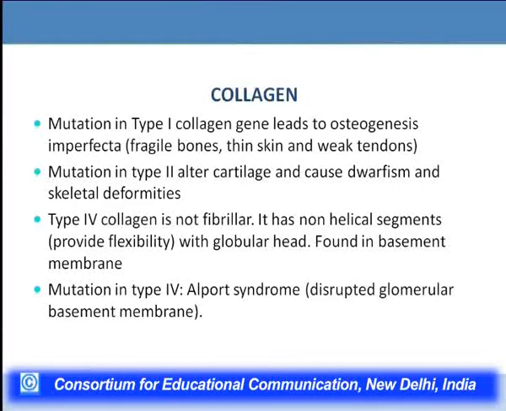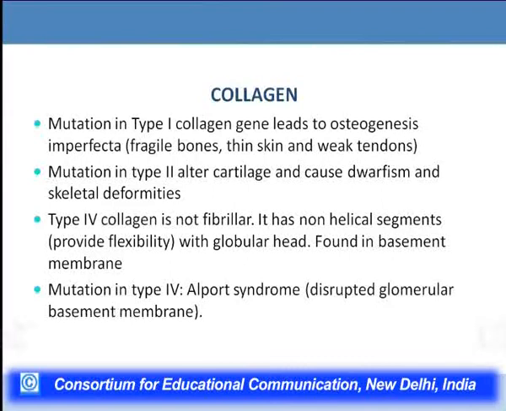Though most of the collagen are fibrillar type, there is a certain family known as type 4 collagen which is not fibrillar, that is, it is not fibrous. This particular family of collagen has non-helical segments, and this provides flexibility, whereas the collagen are known for their great tensile strength. Because of the absence of the helical structure in type 4 collagen, it has a greater amount of flexibility, and this particular collagen type also has a globular head, and it is prevalent in basement membrane.